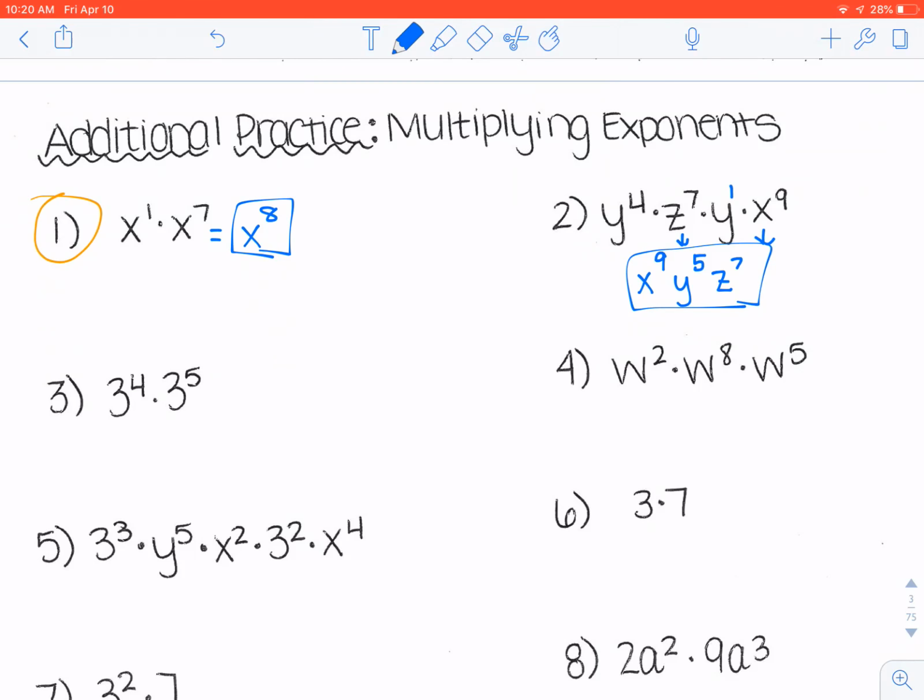Number 3 is a little bit tricky. It is a number base, but the base is still the same. So rewrite your base of 3, add your exponents. 4 plus 5 is 9. Do not put the answer as 9 to the 9th. Okay, because again, what this means is you're taking 3 and you're multiplying it by itself 9 times. So your solution is 3 to the 9th.